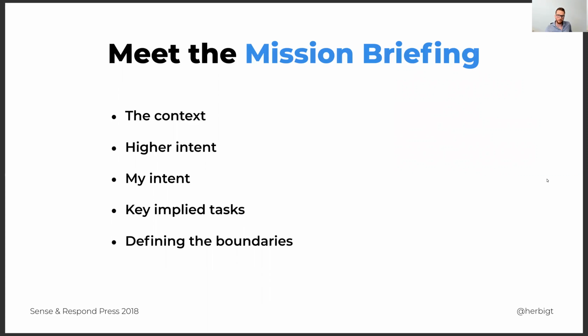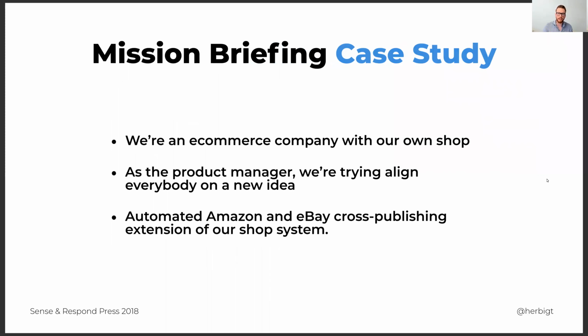And in order to make this a bit more practical, I defined a very small case study here and want to walk you through some example bullet points of how to fill these sections of the mission briefing in the respective scenario I've developed. So the scenario is that we are a team, we work at an e-commerce company with our own shop. But as far as platform economies go, we want to extend our catalog of products to other platforms which dominate the market, whether it's Amazon or eBay. We take the role as the product manager here, and we want to align our whole team on this new idea.